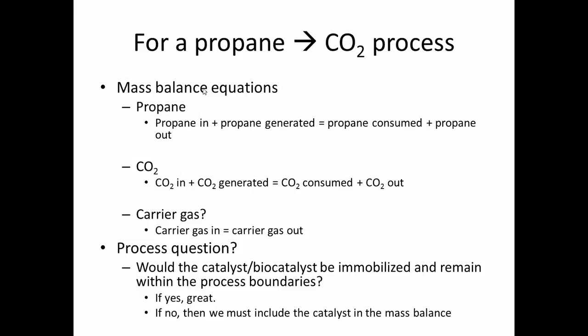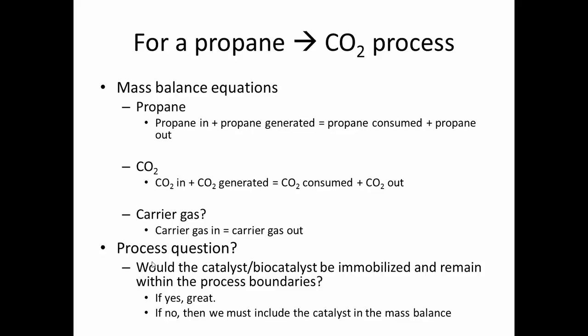For that kind of process, we would have an idea of what our mass balance equations would be. We would have a mass balance equation for propane, where propane in plus propane generated equals propane consumed plus propane out. We would also have a mass balance for carbon dioxide, where carbon dioxide in plus carbon dioxide generated equals carbon dioxide consumed plus carbon dioxide out. Maybe we have a carrier gas as well, and we can probably assume that this is going to act like nitrogen does in our xanthan gum and acetic acid examples, where carrier gas in would equal carrier gas out, so it's a tie component.